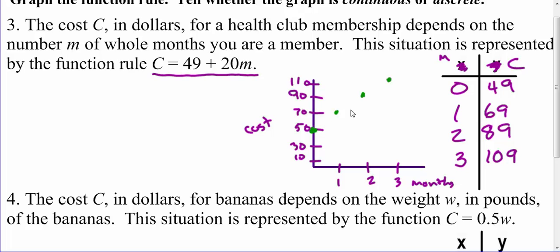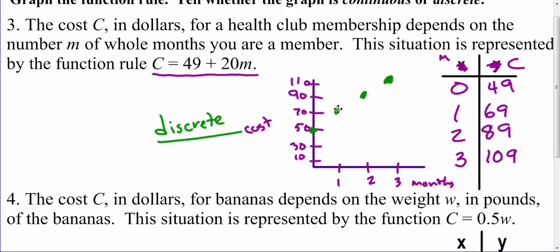Now, here's the question that we have to follow up with. Is this graph continuous or discrete? That's the part that's a little different here. This graph is absolutely discrete. The reason being, you aren't paying for part of a month. It's the full month or nothing. So it's not a line, it's a set of discrete points.